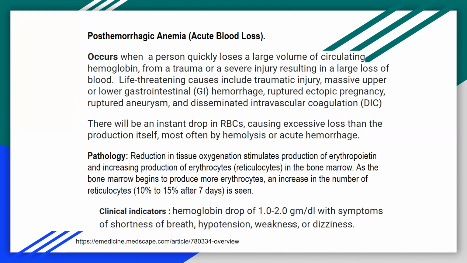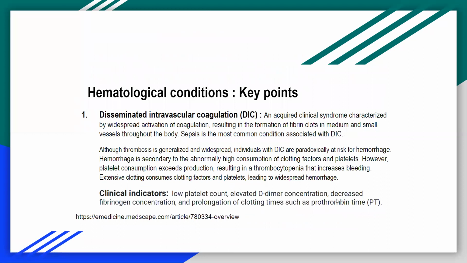And the clinical indicators will be hemoglobin drops from drop of 1 point to 2 grams, with common symptoms will be hypotension, weakness, dizziness, and shortness of breath. So this is an important slide. Usually ER nurses will know exactly what to look for when these patients come to the ER.